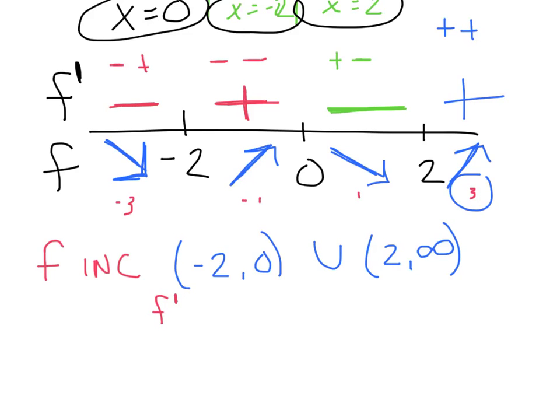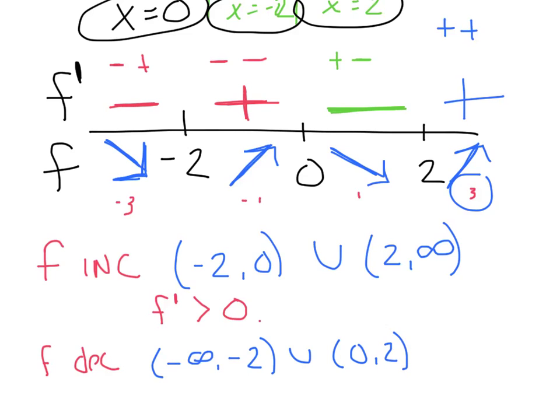Describe f prime. F prime is greater than 0. Okay, it's positive. Describe where f is decreasing. Look at your down arrows. Negative infinity to negative 2, and 0 to 2. How do you know it? Well, describe with calculus. F prime is less than 0.